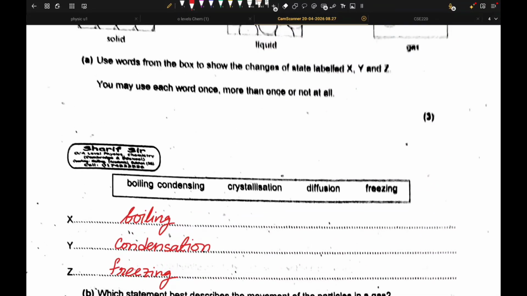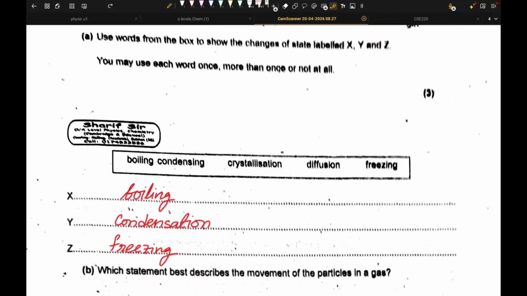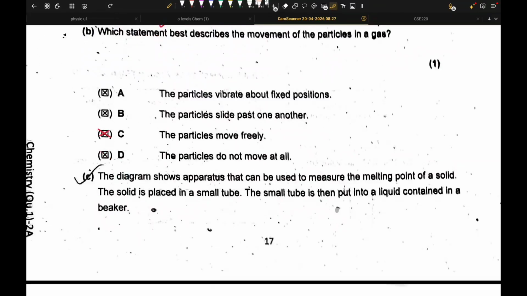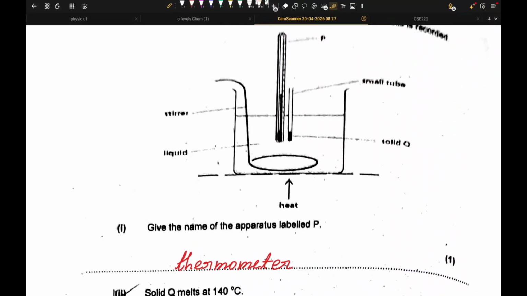Use words from the box to show the change. Now this is melting, and this has to be boiling, this has to be condensation, this also has to be freezing, right? Okay, which statement best describes the movement of particles in gas? The particles move freely. This apparatus, they have asked us to find out the name of P, and the P is a thermometer.